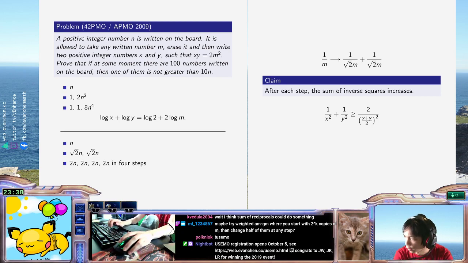The way you have it in your head is you imagine x is 0 and y is 2 and see which way the inequality goes. This is the dangerous part. So the sum of the squares decreases. Does not increase. So this is going to be equal to 2 over 2m squared.